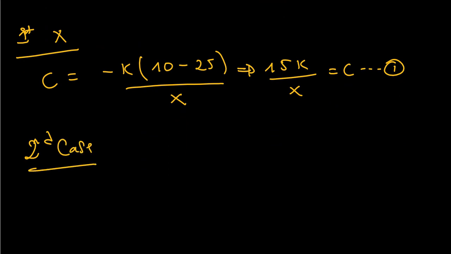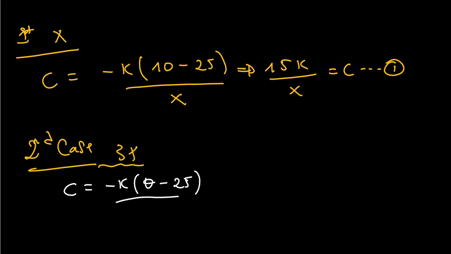The second case is at the thickness of 3x. So at the thickness of 3x, the constant C is equal to negative K into the outer temperature theta minus 25 degrees, all of this divided by the new thickness 3x. I will call this equation 2.